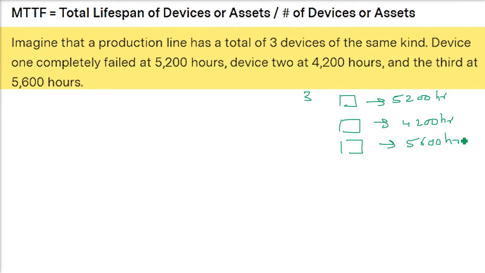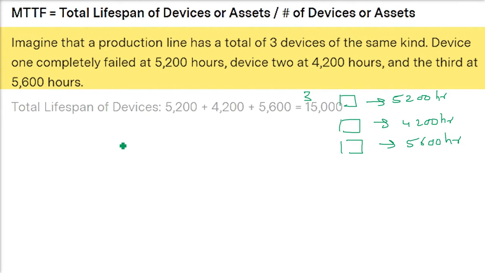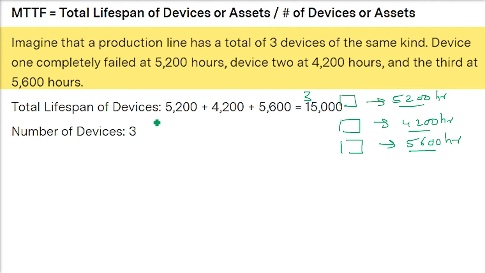So what is the total lifespan of the devices? Just add all these, 5200, 4200, 5600, you'll get 15,000. How many devices? 3. So just divide this. 15,000 divided by 3, so you are going to get 5000. And please remember, we are trying to find the mean. So add them, divide by 3. This is the MTTF, 5000 hours.